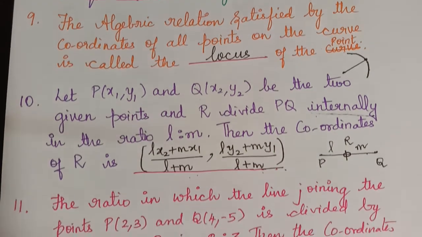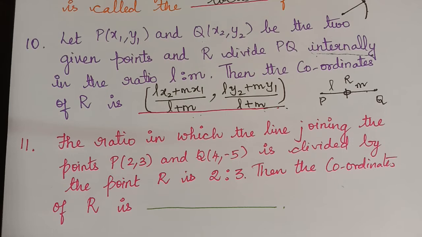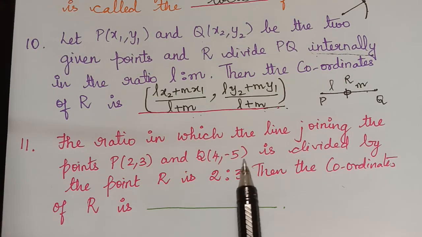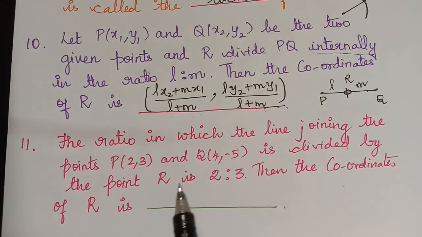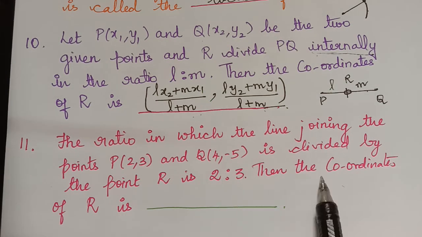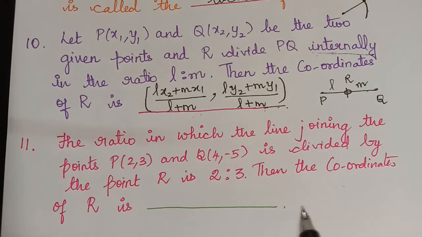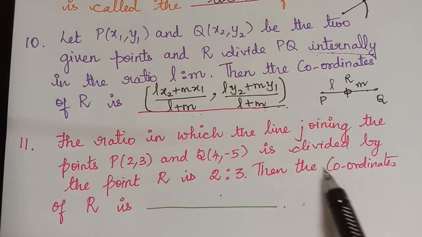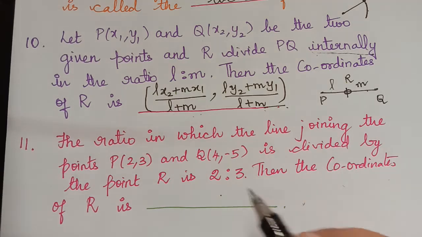The next question is, the ratio in which the line joining the points P(2, 3) and Q(4, minus 5) is divided by the point R is 2 is to 3. Then the coordinates of R is dash. We have to use this formula here to evaluate the coordinates of R.